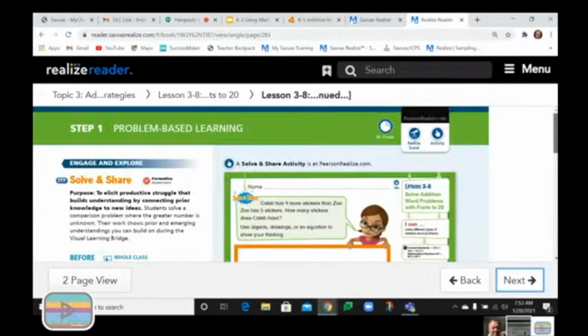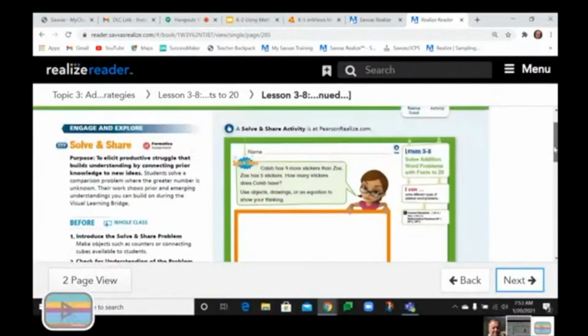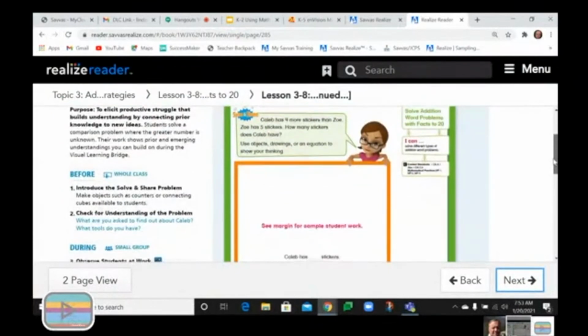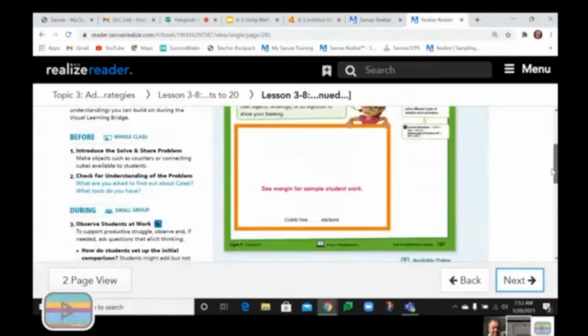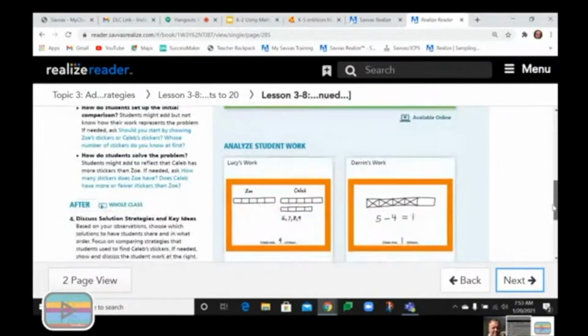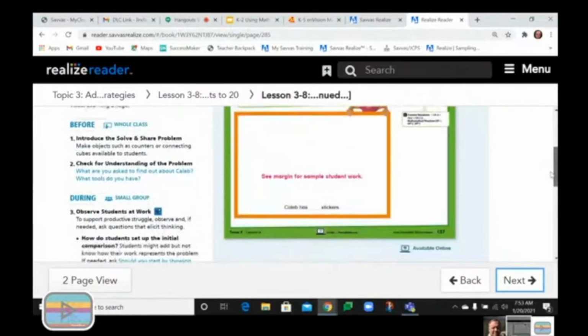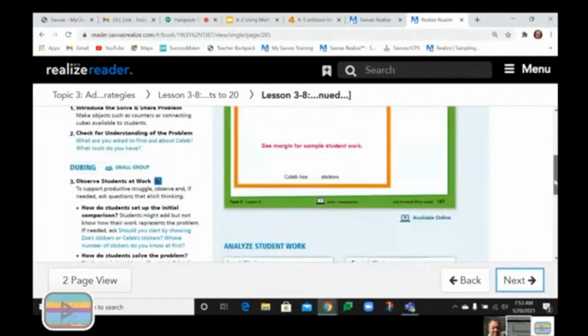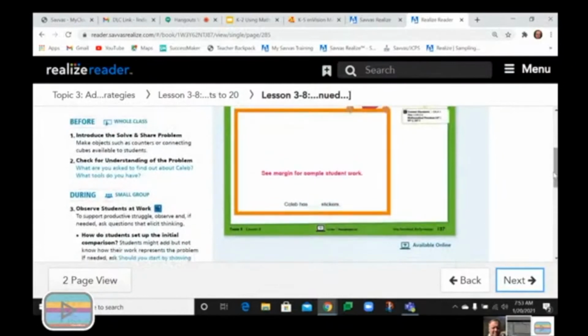And here on the right, you see that solve and share problem. And on the left, you have all this awesome support. Then notice the big blue capital letters in bold: before, during, after. The before is whole class, the during is small group, and the after. Do you see how these 3 steps fit perfectly with the grappling stages? So in the before, it tells you what you're going to do. The only thing you're really adding to this is the part where the students work independently. But a lot of teachers have been doing that anyway. And I always show teachers to do that as well.